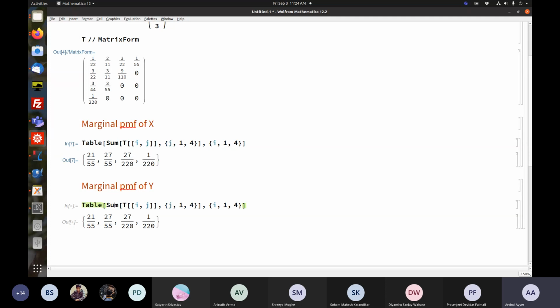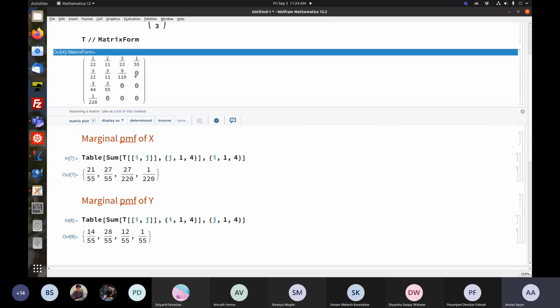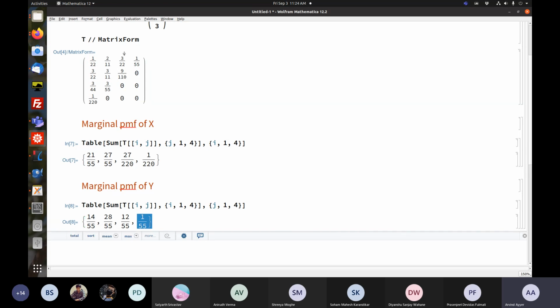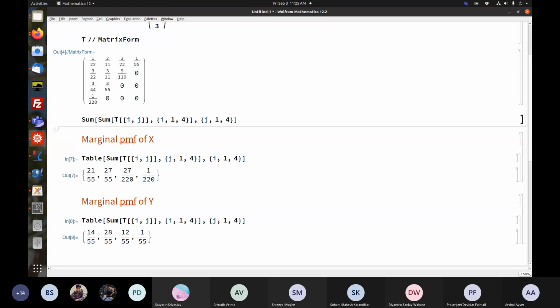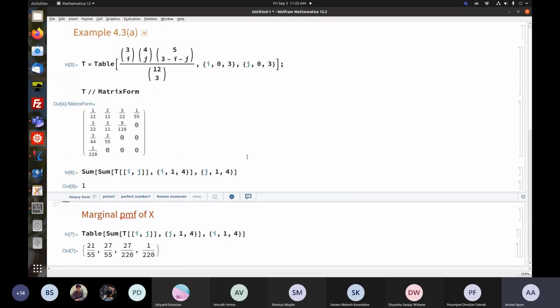I can also do similarly the marginal PMF of y. In this case, I take the same quantity, but I sum over i, and I do this for fixed j. So now, when j equals 1, I'm summing this column, I get 14 by 55, j equals 2, I get 28 by 55, etc. And this last column, sanity check, you get exactly 1 by 55, because the others are 0. Okay, and now I can check. So maybe I'll do that check over here. I check that if I sum both i and j over all these, I get 1, as it should be.